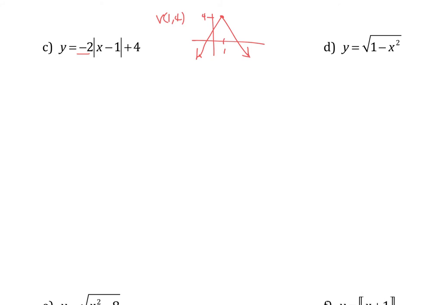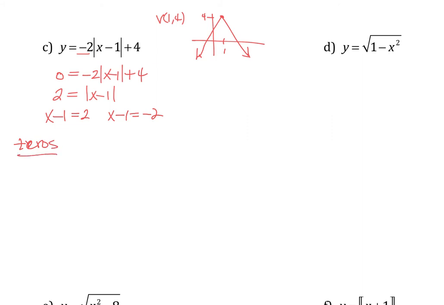So for our zeros here, I'm going to set y equal to 0. I'm going to isolate the absolute value first. This is another one where you're going to have to be careful. We can't have an absolute value equal a negative, so in that case you would have no zeros. And then once you isolate that absolute value, you'll break it up into x minus 1 equals the positive case and the negative case. So for my zeros, we get x equals 3 and negative 1.